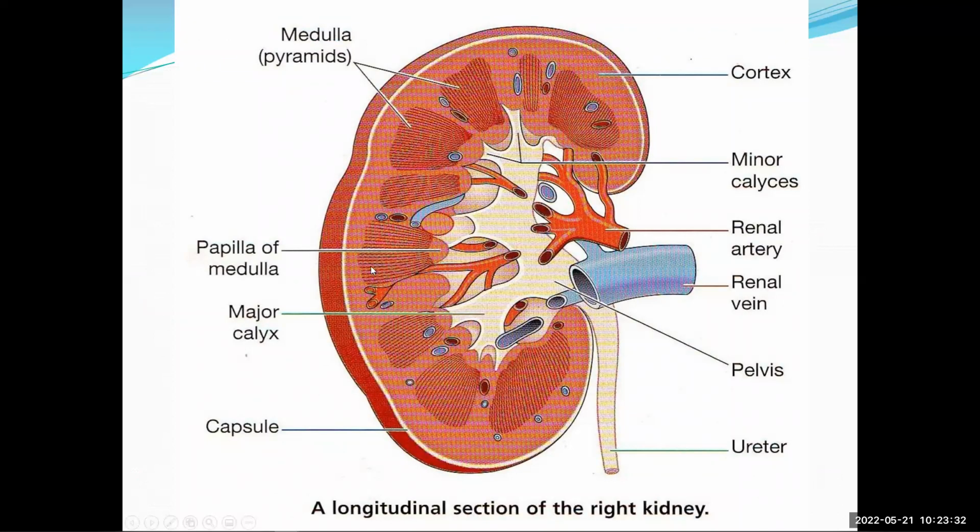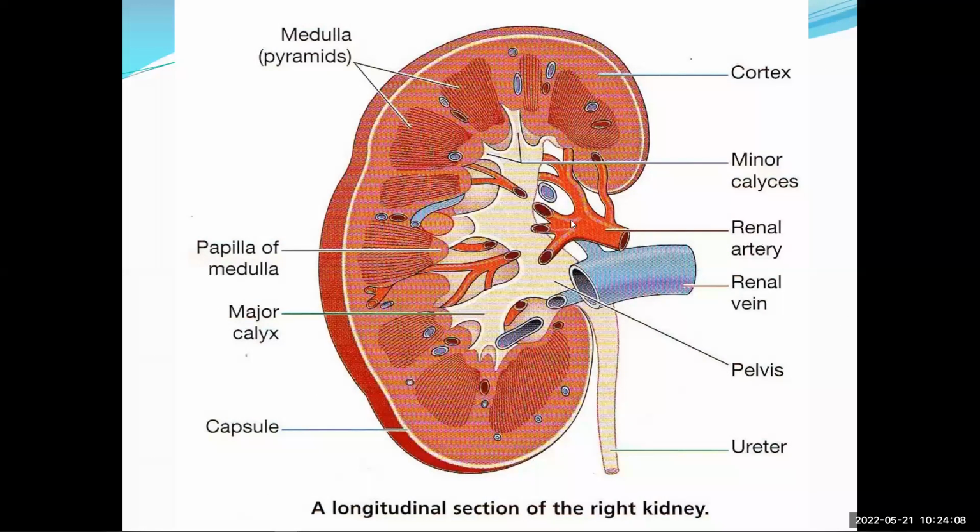So this is the cortex. How do you remember the cortex? C is for cortex, right? When you look at it here, it looks very much like the letter C. These regions are known as the medulla, and the papillae are the tips of this medullary region. They empty into the major calyx as shown here, which then empties into the renal pelvis. Collectively, the calyces enter into the pelvis and then into the ureter itself.